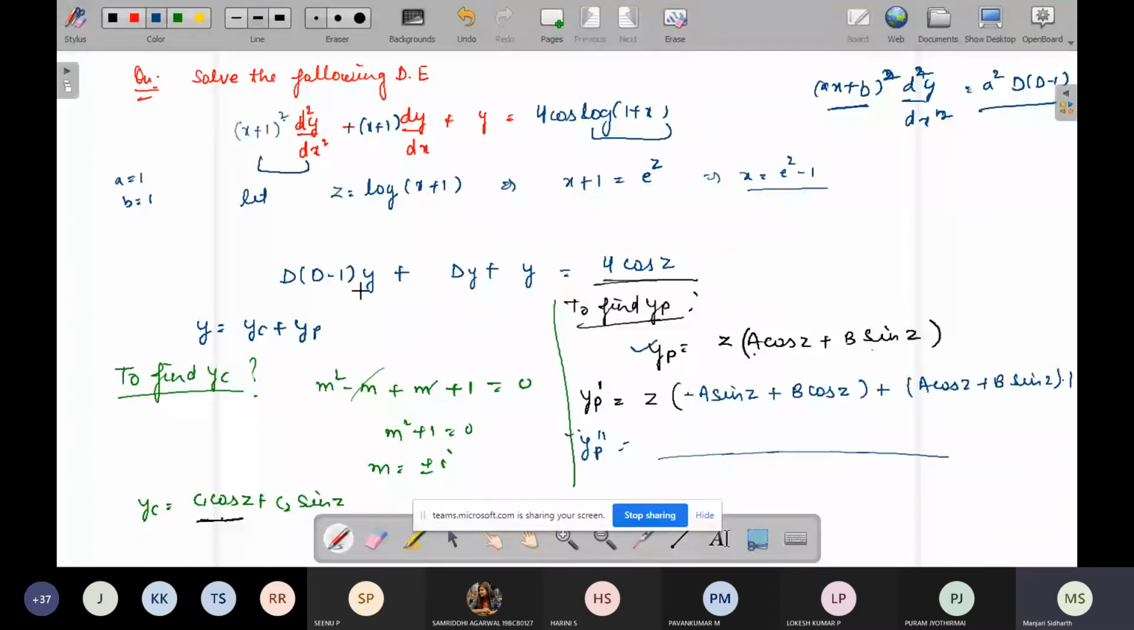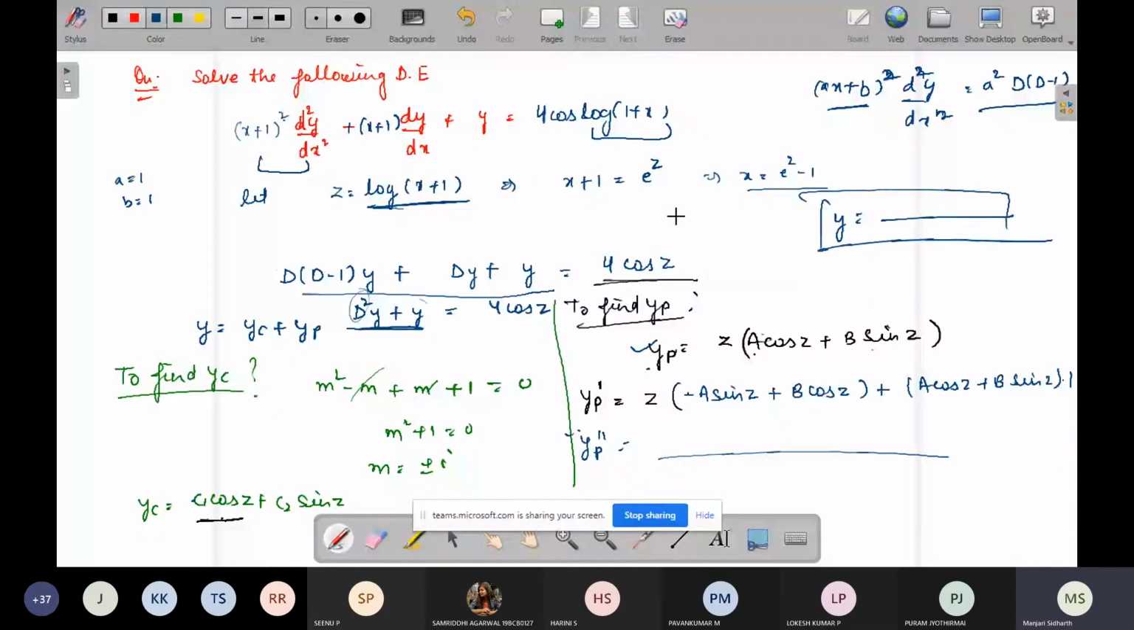Substitute yp double dash here in this differential equation. It is nothing but d square y plus y is equal to 4 cos z. So when you substitute the values of d square yp and yp here, compare the coefficients. You will get the values of A and B. Substitute back here in yp. Then yp plus yc gives the general solution, but in terms of z. So again, using z is equal to log of x plus 1, you will have the final solution in terms of x. So this is the example related to Cauchy-Legendre's differential equation.